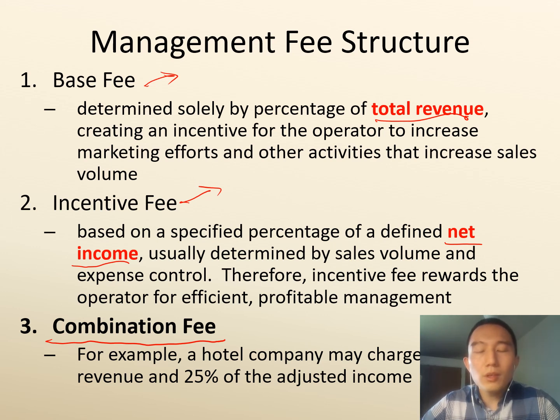It not only provides the management team a safe fee they can get, it also encourages them to make more profit. So I believe in this coronavirus season, a lot of hotel management teams may not be able to get the incentive fee, right? Because we don't have enough travelers for a hotel. But fortunately, they can still get their management portion based on the base fee.